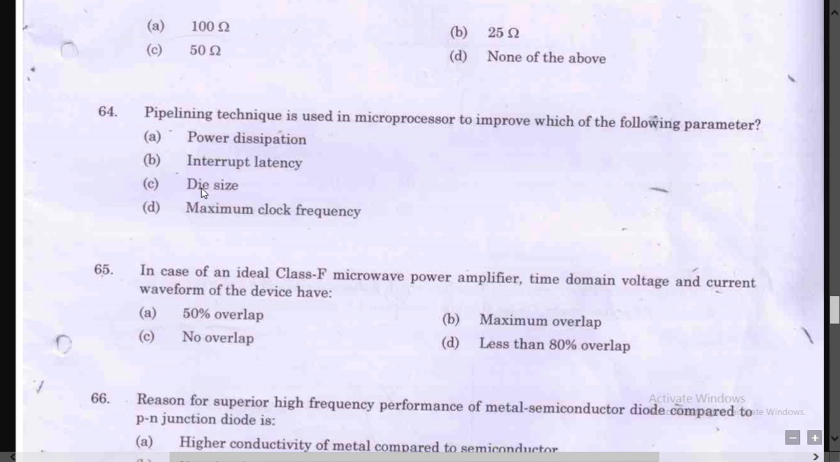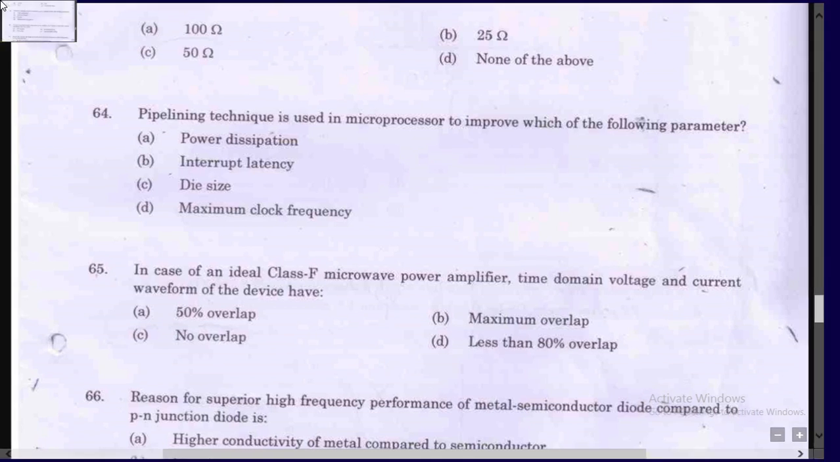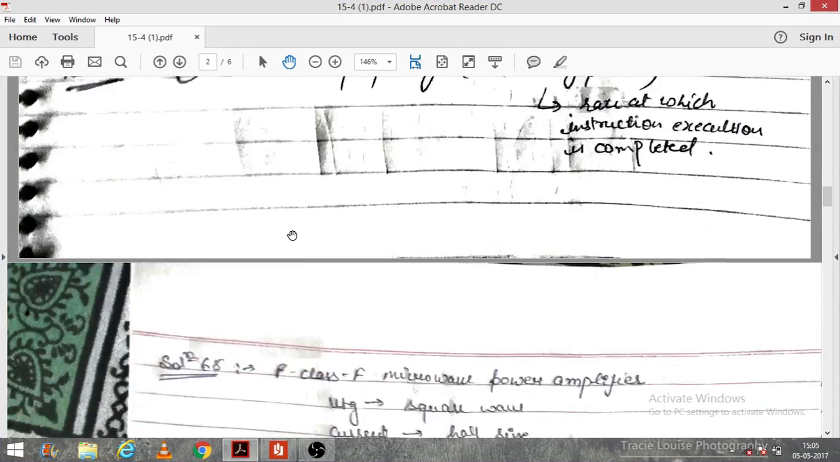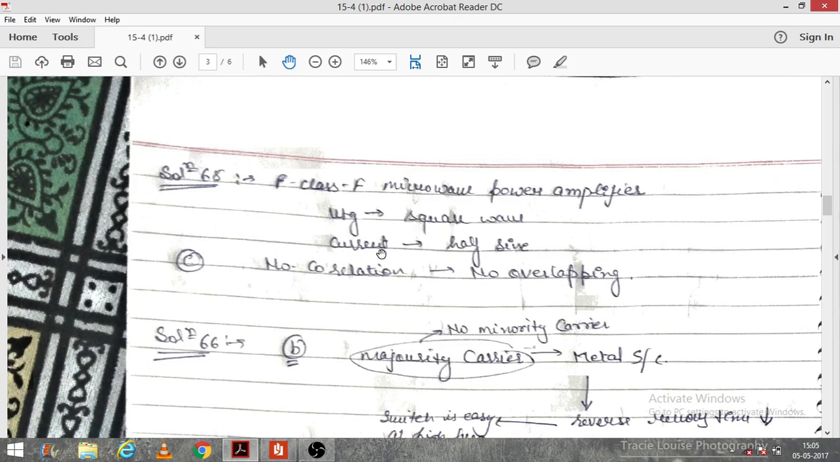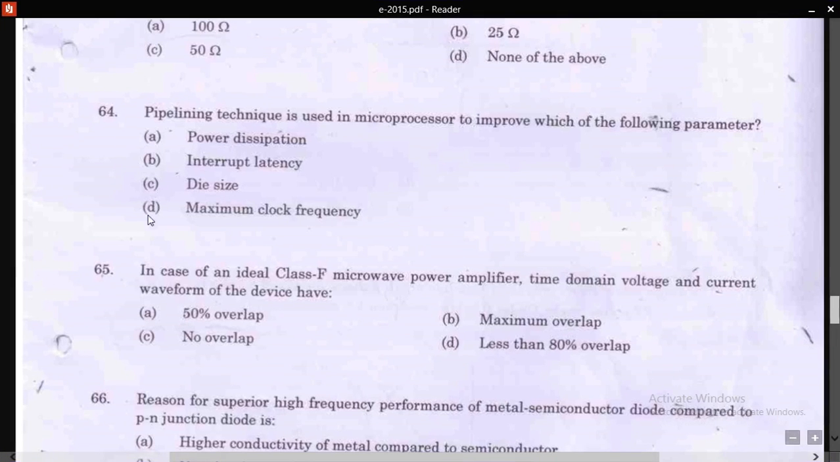Now we are given an ideal class F microwave amplifier, and the question is how much overlap there is between the time domain voltage and current waveforms of the device. Actually the time domain voltage waveform is a square wave, and the current waveform is a half sine wave. So if we are talking about the overlapping, there is no correlation, so there is no overlapping. So the answer will be C.